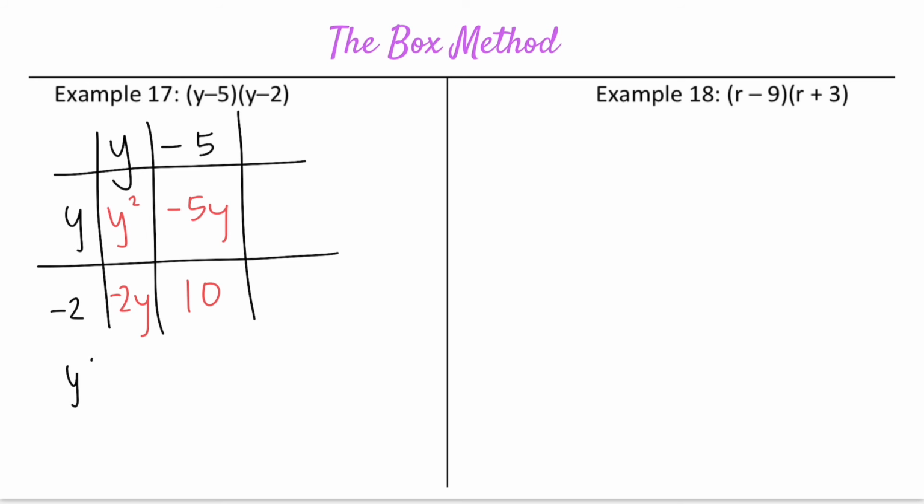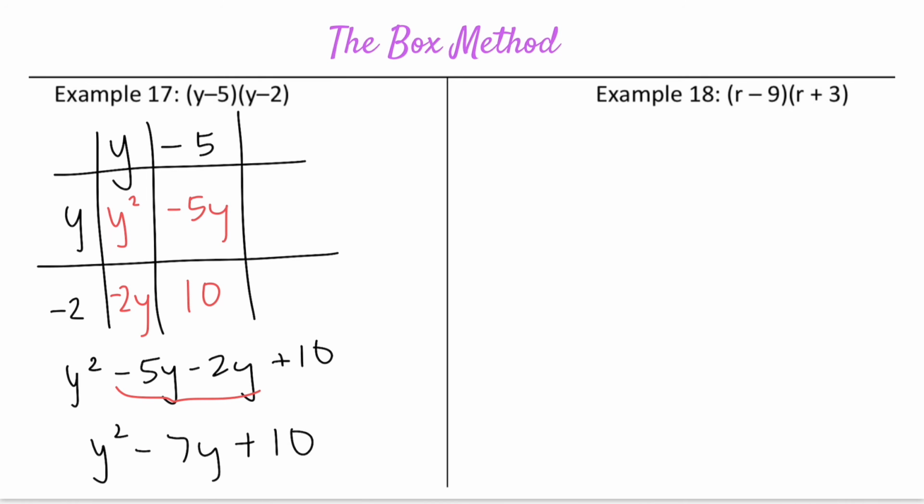So once I have all 4 of those products, those pink terms, I'm then going to add all of them up. And then I'm going to combine the like terms. Remember that the like terms are the variables raised to the same exponent. So that's negative 5y and negative 2y. So my final answer written in standard form is y squared minus 7y plus 10.